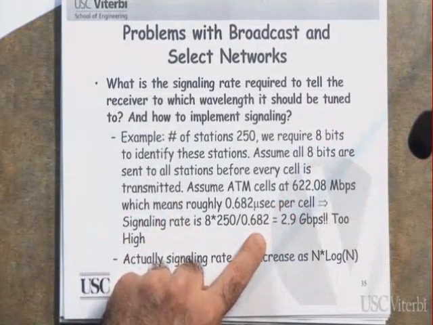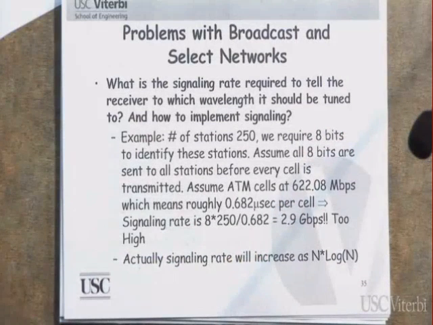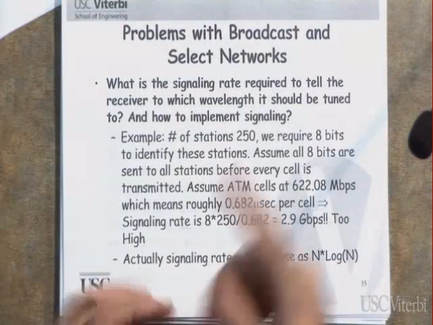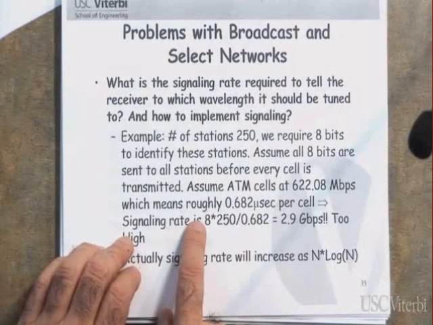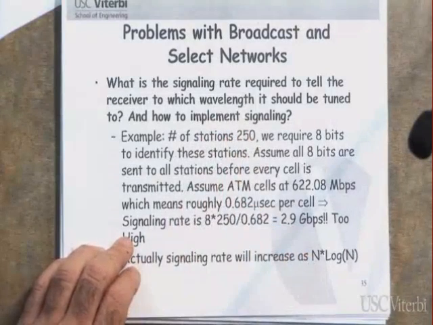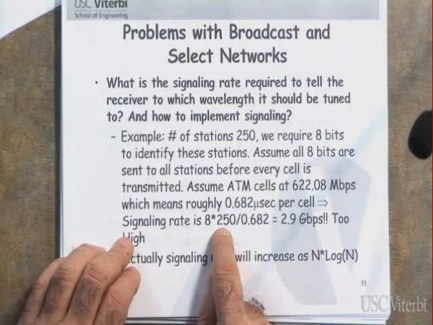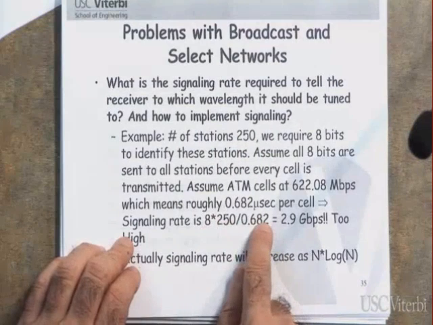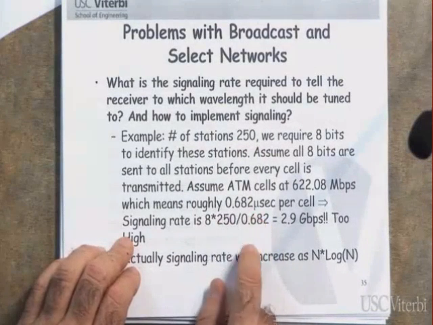For every cell that you want to transmit, you need to send signaling to tell the others that a cell is coming. Did you get my point or not? How many stations are there? 250. And how many bits are you sending? 8 bits to represent the ID of a station. Yes? So it's 8 divided by 250. And you need to do that every 0.682 microsecond, because that is the cell transmission time.